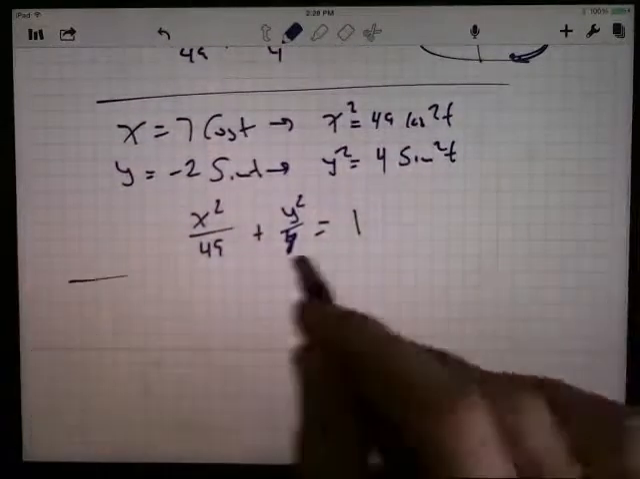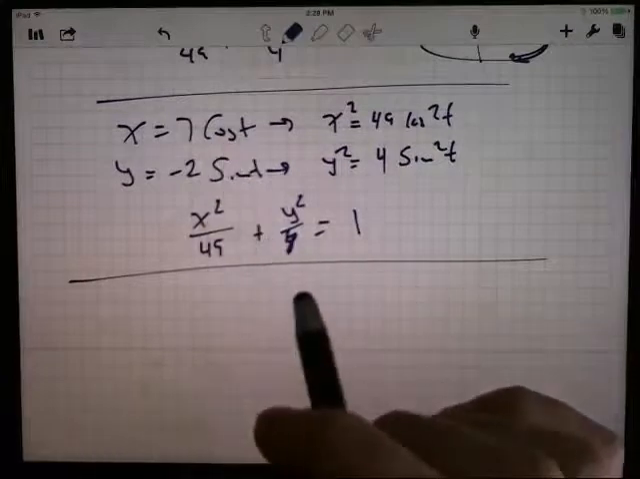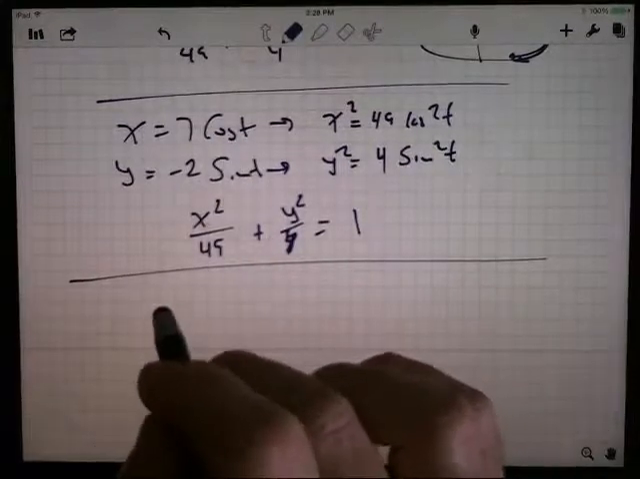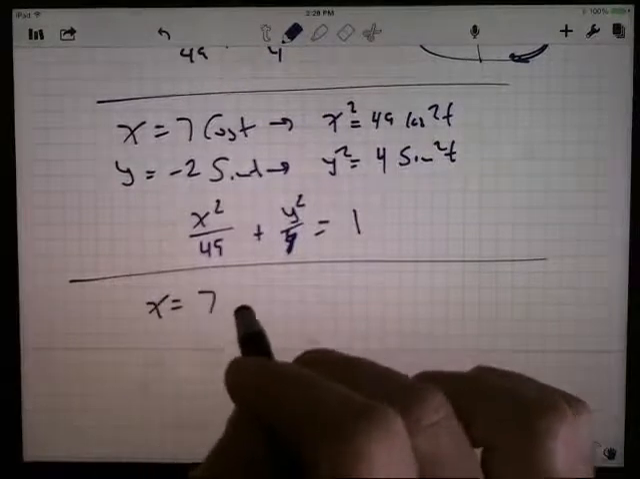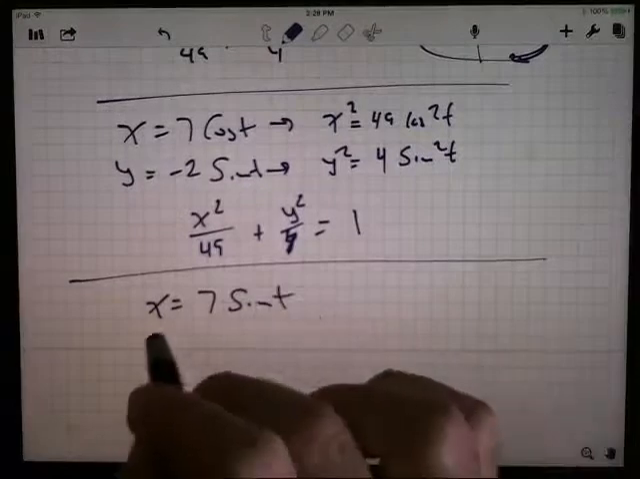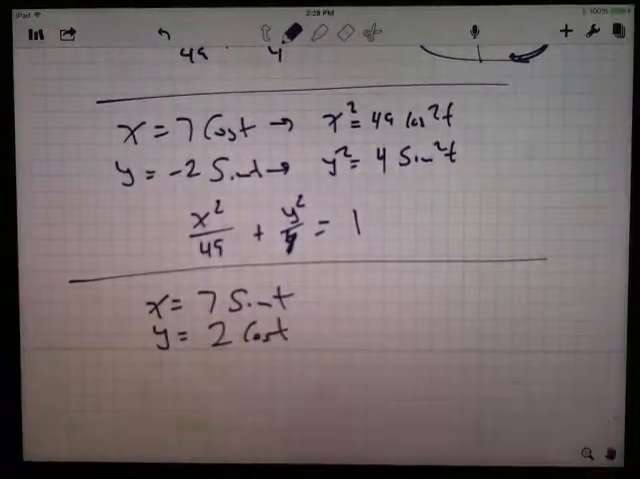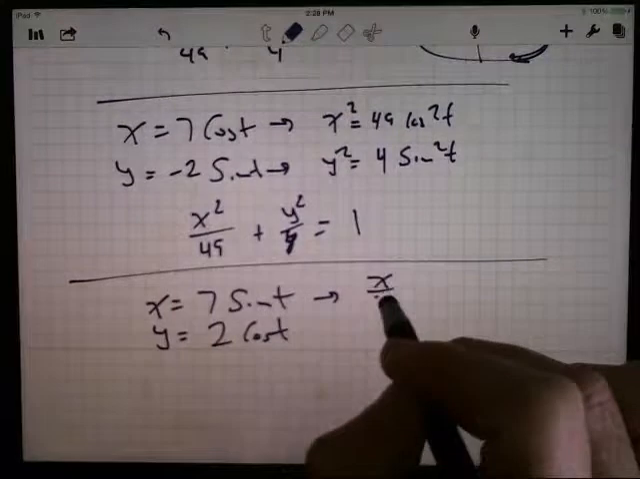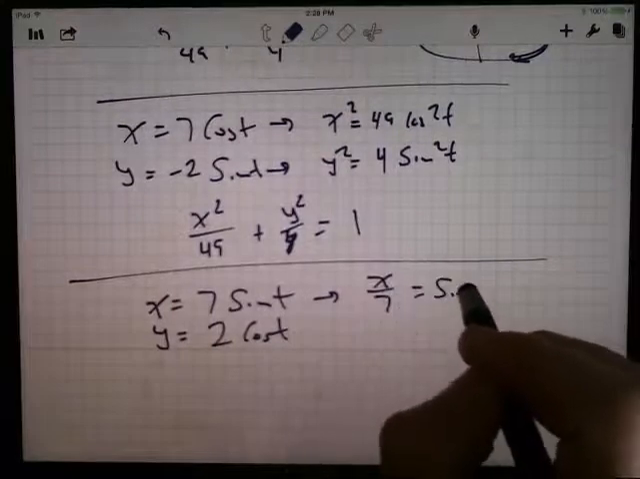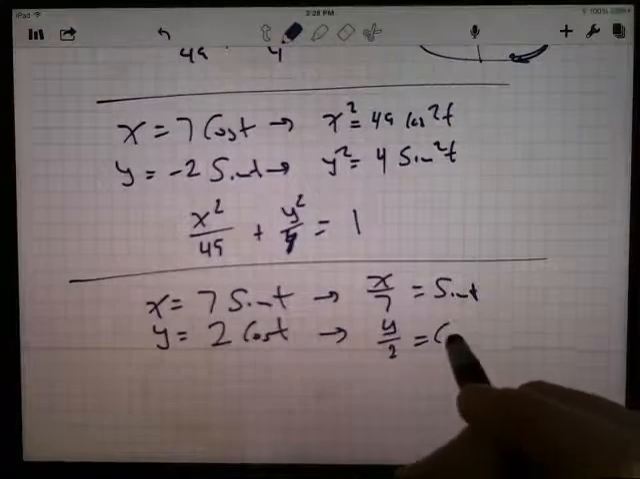Okay, another thing I did was at one point I swapped the sine and the cosine around. So I had x equals 7 sine t and y equals 2 cos t. Well, it's still the same ellipse, because if I divide both sides by 7 here, x over 7 equals sine t, divide both sides by 2, y over 2 equals cos t.